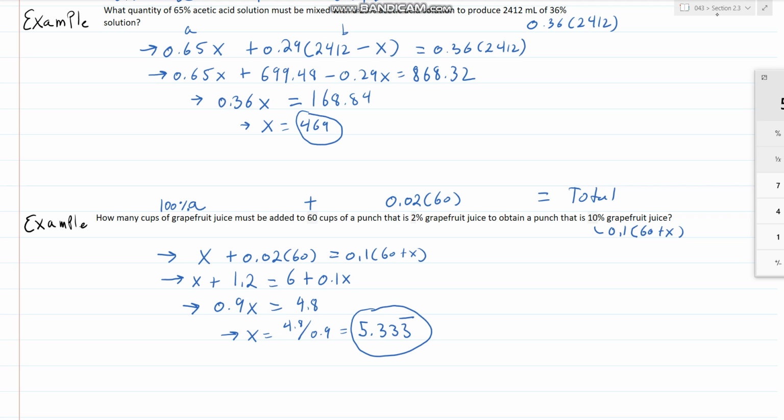But yeah, so this is telling us how much grapefruit juice that we are going to add to that 60 cups to obtain this particular strength. So we were trying to reach a 10% total. So I guess I'm saying that in the end we'll have like 65 point and a third cups total to obtain that 10% solution. That's how much we need to do it.